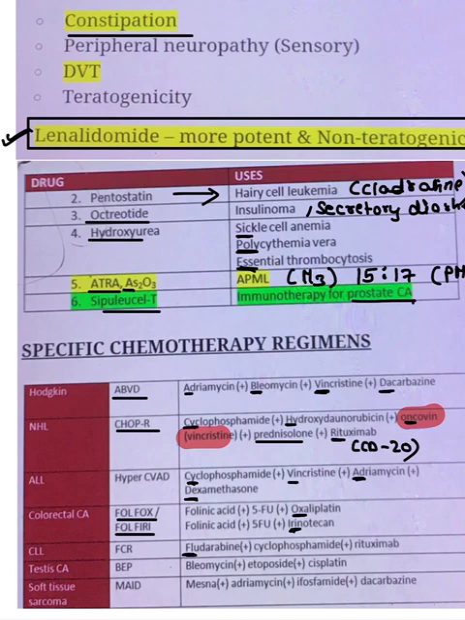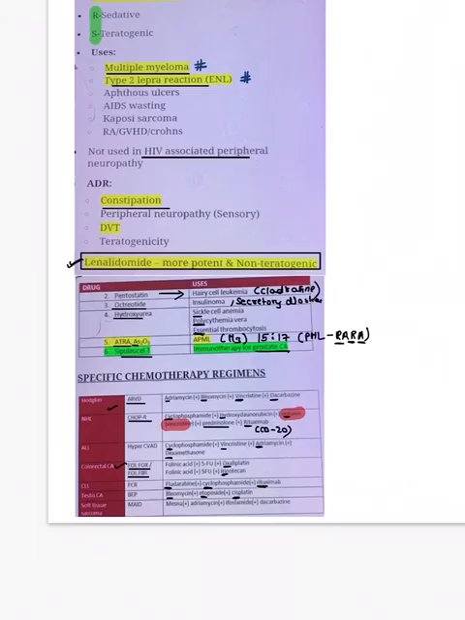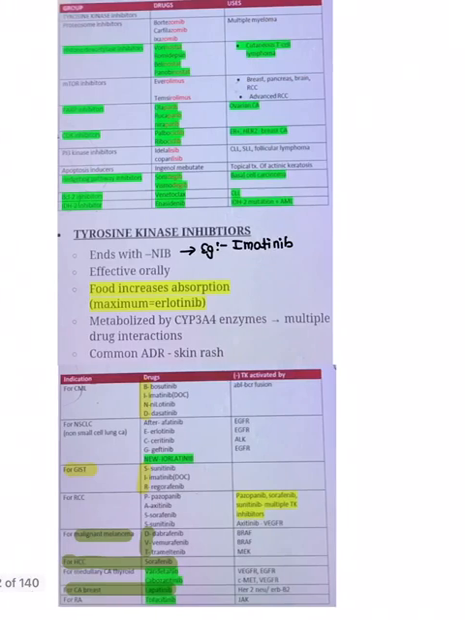CLL, we have 3 drugs: fludarabine, you remember, call it flu. Then we have cyclophosphamide, and rituximab. Then testis cancer, we have again the BEP regimen, bleomycin, etoposide. So Hodgkin's is important, colorectal is important. These are the two things that are important to remember.